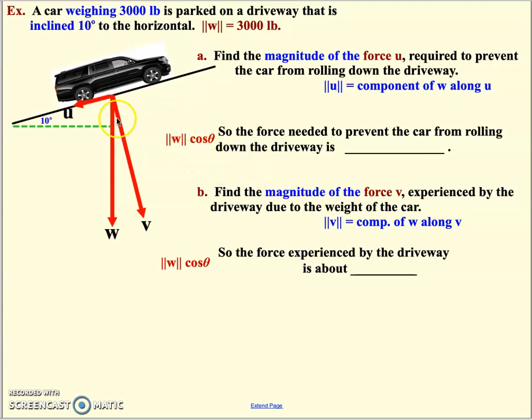So if we're going to do between w and u, how much of the vehicle's weight is applied along the surface of the driveway, we've got to have the theta up here. Well, if that's 10, that's a right angle, then that's going to be my theta. So I've got to make sure I use 80 and not 10 when I do this calculation.